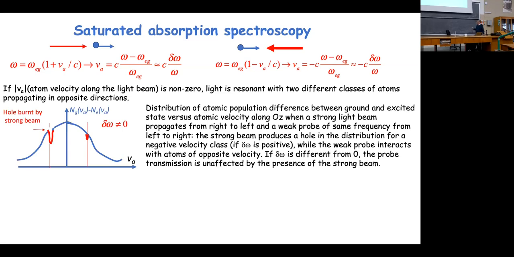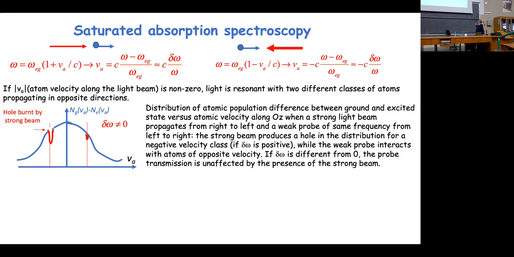What I have represented here is the velocity distribution, the Maxwell velocity distribution along the direction of the laser beam. So the most probable velocity is 0, and then it decreases according to a kind of bell-shaped curve. This is the usual Maxwell distribution. Assume that the beam going from right to left is very intense. I call it the pumping beam, while the beam going from left to right is a probe beam, which is rather weak. What will happen?